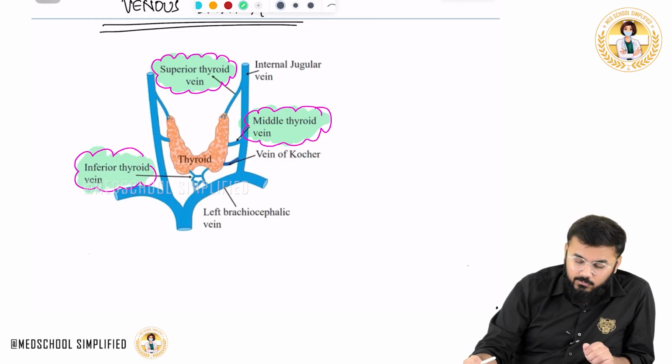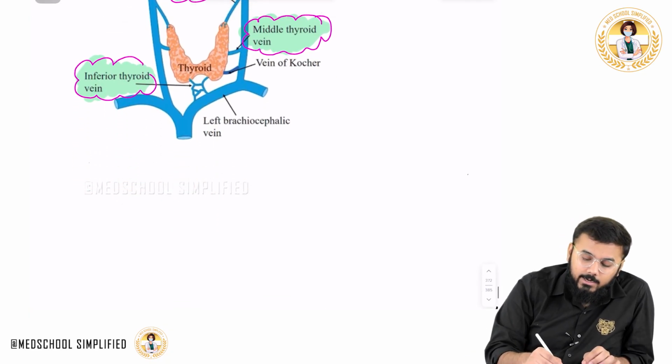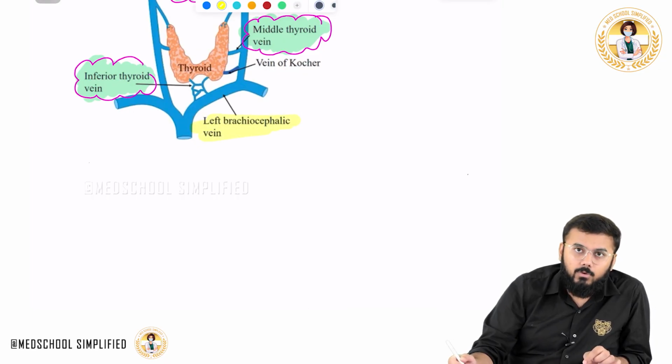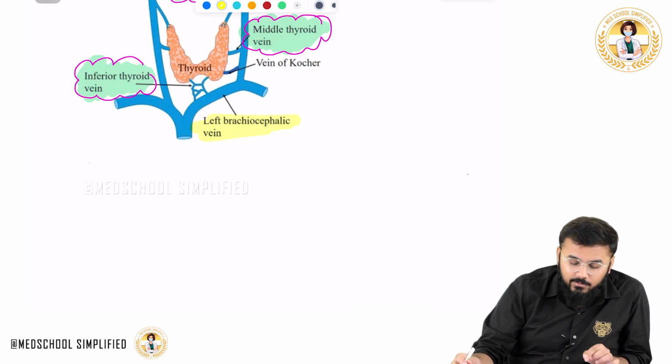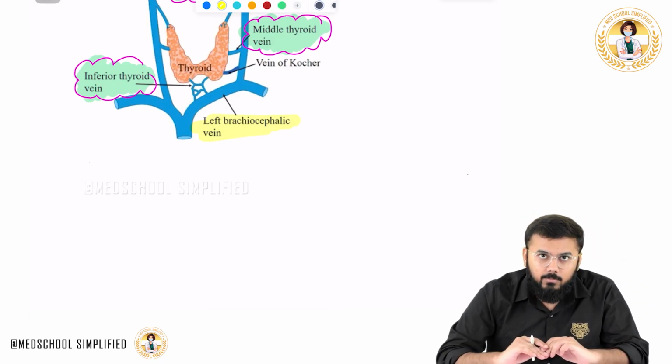So there are three types of thyroid veins. Now where are these thyroid veins draining? All of them, the superior, middle and inferior thyroid veins, are finally draining into your brachiocephalic vein.